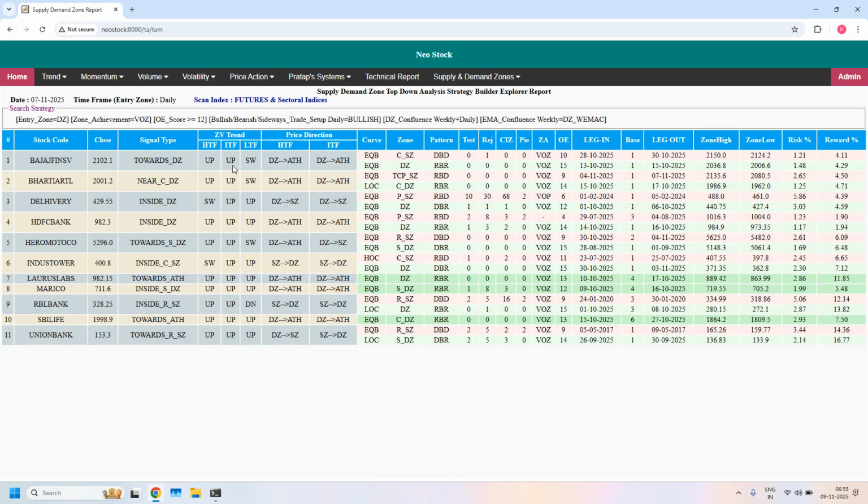So we got 11 stocks, and these 11 daily demand zones might be having more high probability to get success, provided lesson 20 checklist items should satisfy. Otherwise, higher chances of zone violation. So this is high probability monthly income trade, daily demand zone, entry time frame zone list.